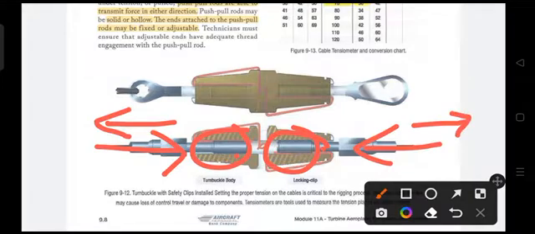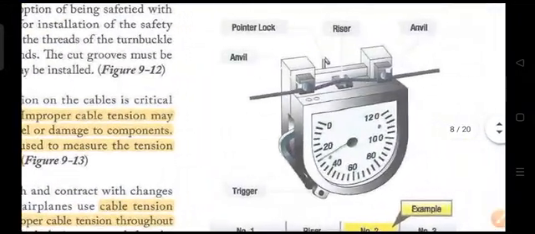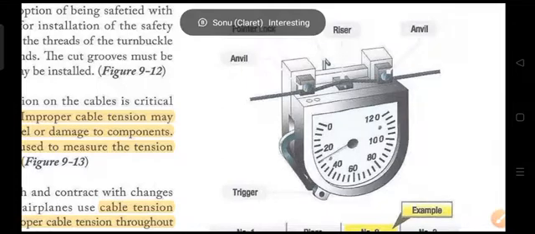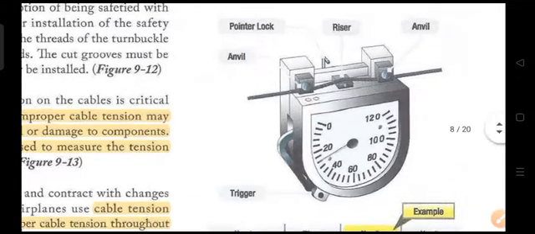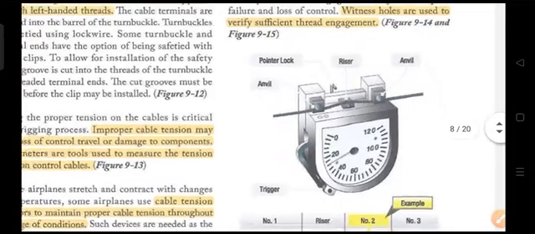So these you need to set by the desired AMM procedures that have been given in the aircraft maintenance manual. You have to set this up with the help of this gauge. This is called a tensiometer, which sets the tension of a cable. You see, they have put the cable through this. There are two points which are called anvils, and then the pressure, or rather not pressure, I should say the stress that is there. That stress is basically shown in this gauge. The tensile stress that is created in the cables is shown in this particular gauge. So this is called a tensiometer.